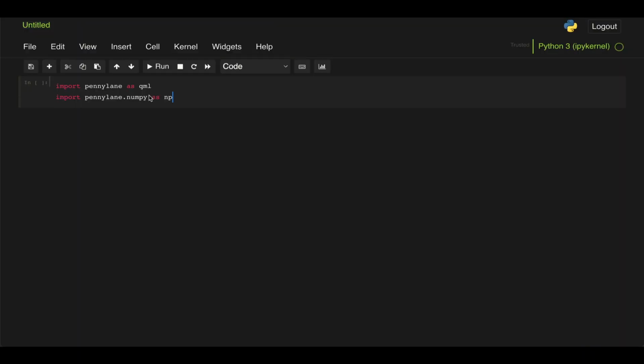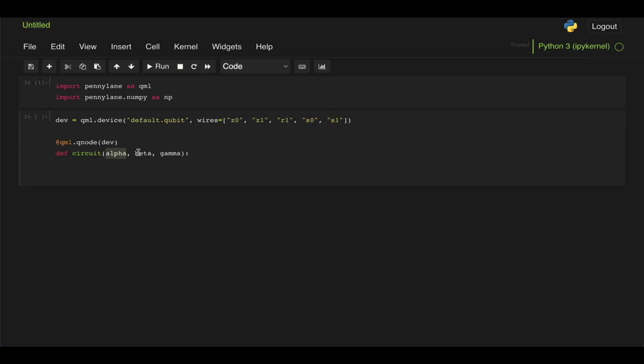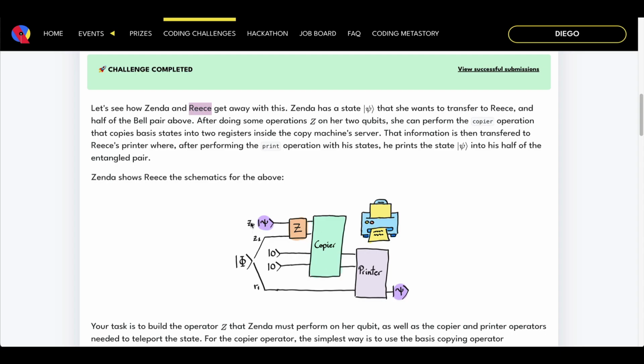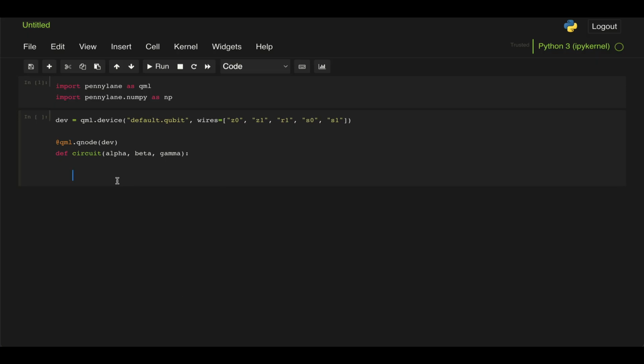As always, the first thing we're going to do is import PennyLane and NumPy. Then we're going to define our device. And here I'm using the wires that are given in this problem. So Zenda has qubits Z0 and Z1. Then Reese has qubit R1. And then these are the auxiliary qubits S0 and S1. In this problem, alpha, beta, and gamma are parameters that are given to us to prepare this state psi using a U3 gate. So that's the first thing we're going to do here, apply that U3 gate.